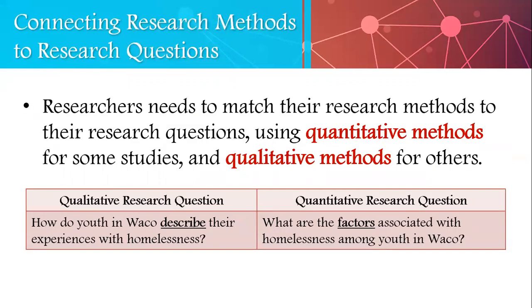Now let's talk about connecting research methods to research questions. Researchers need to match their research methods to their research questions as well, using quantitative methods for some studies and qualitative methods for others. If your research question is something like, how do youth in Waco describe their experiences with homelessness? This is more of a qualitative research question. On the other hand, if your question is, what are the factors associated with homelessness among youth in Waco? This is more of a quantitative research question, because again, we're seeking to understand those factors that are statistically associated with homelessness.